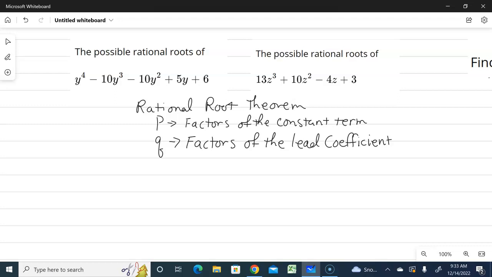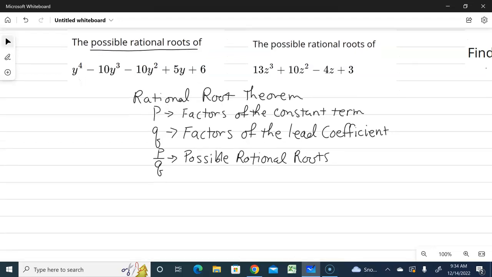Let's take this first problem here on the left. Find the possible rational roots of this expression. Okay, I forgot to tell you what we're going to do with these. We're going to take all the possibilities of p divided by q. That's going to be our possible rational roots. Simply the possible solutions, not the actual solutions. As I've said before, roots, solutions, zeros, x-intercepts, they're all the same things.